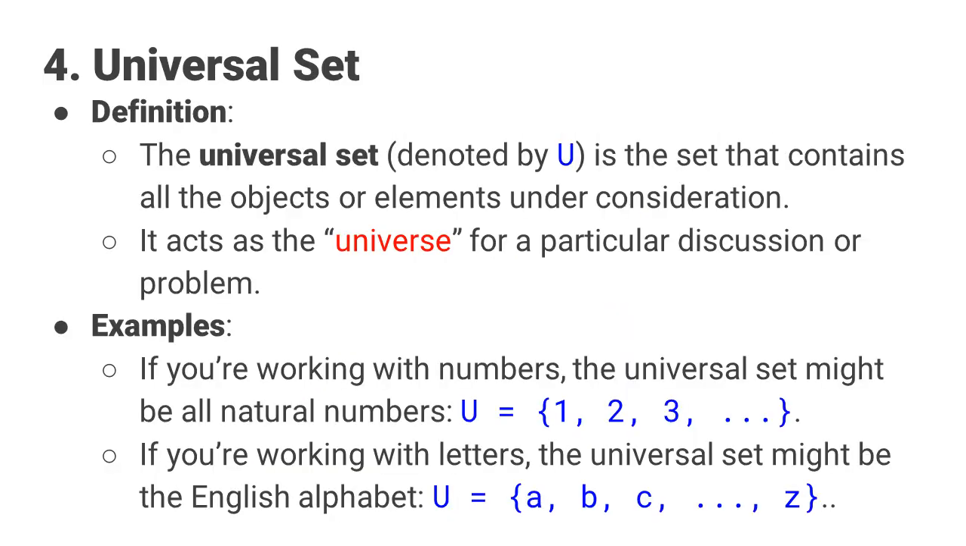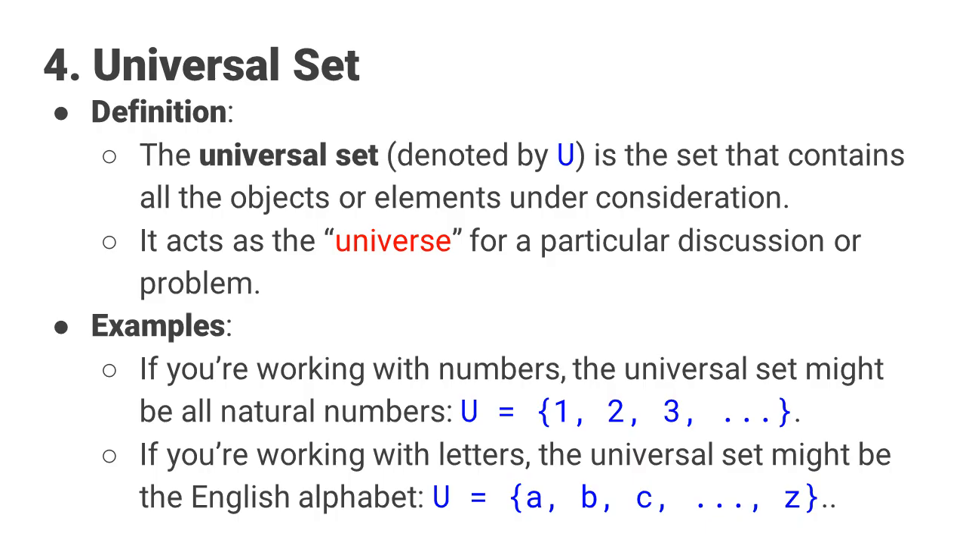Then we'll define the universal set, denoted by capital U or big U. It is the set that contains all the objects or elements or members under consideration. It acts as the universe for our particular discussion or problem. So we define the universal set U, or we denote its elements every time we use it.